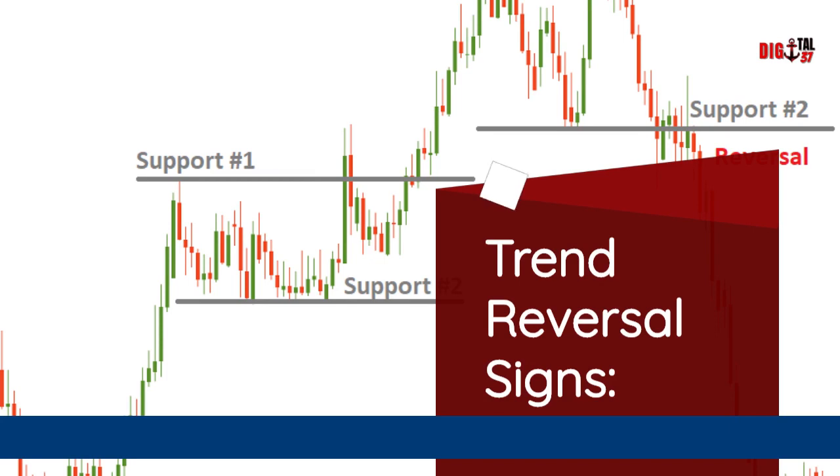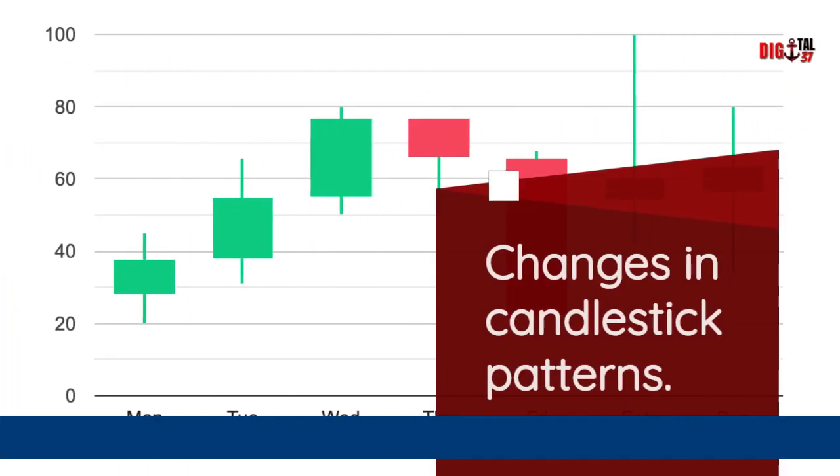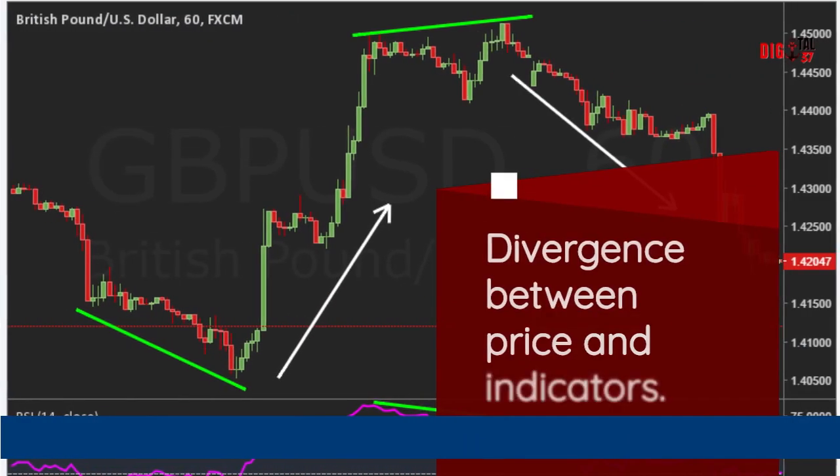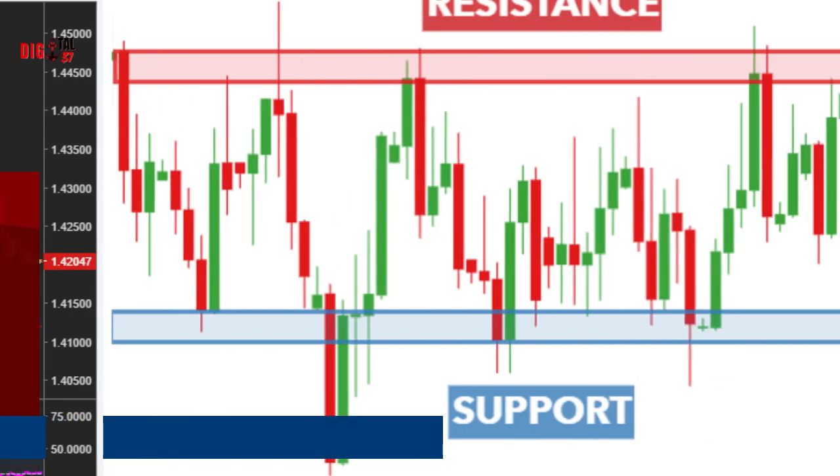Trend reversal signs. Changes in candlestick patterns. Divergence between price and indicators.